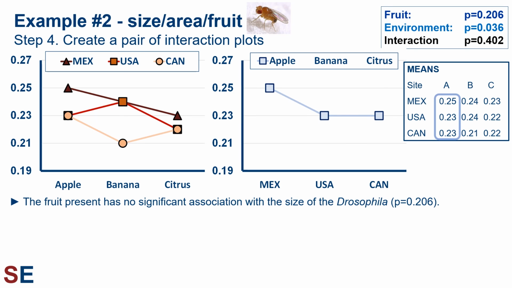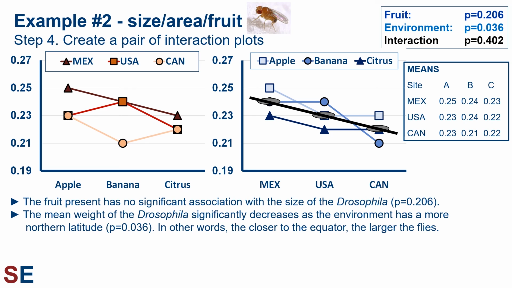The means for the apple groups are 0.25, 0.23, and 0.23. The means for the banana groups are 0.24, 0.24, and 0.21. The means for the citrus groups are 0.23, 0.22, and 0.22. This figure is useful for showing how the environment factor is associated with differences in the mean. As we move from Mexico to the US to Canada, the mean size decreases, and our significant results from the ANOVA tells us that this decrease is probably real and not just due to sampling error in the samples we collected. The mean weight of the Drosophila significantly decreases as the environment has a more northern latitude, p equals 0.036. In other words, the closer to the equator, the larger the flies.